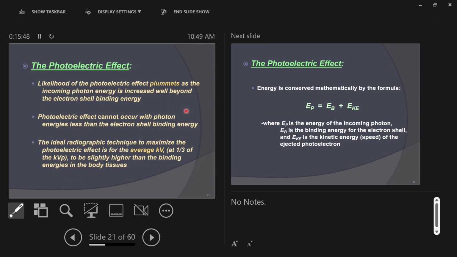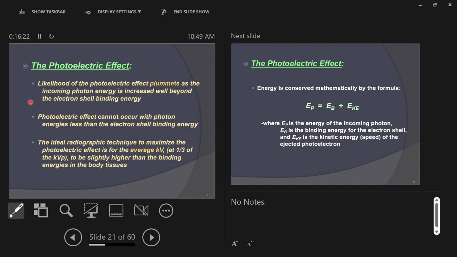The likelihood of this interaction goes down as the energy of the X-ray beam goes up. What setting changes the energy of the X-ray beam? kVp, right? So as you raise kVp, we make less and less photoelectric interactions, which explains why your images get darker and darker as you increase kVp, because you're making less and less photoelectric interactions, and those account for the white parts of your image.